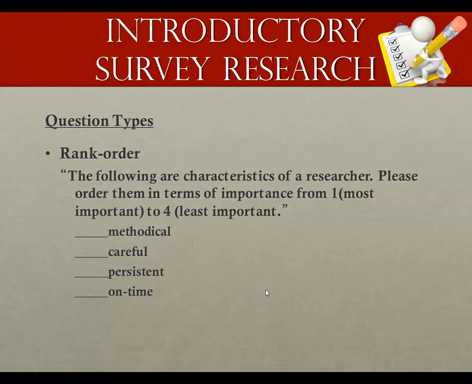For example, if you take a look at this question, the following are characteristics of a researcher. Rank them in terms from most important to least important. Well, it's important for them to be methodical, and it's important for them to be careful, but some people might say that methodical and careful are very similar terms and difficult to separate. So be careful about that.